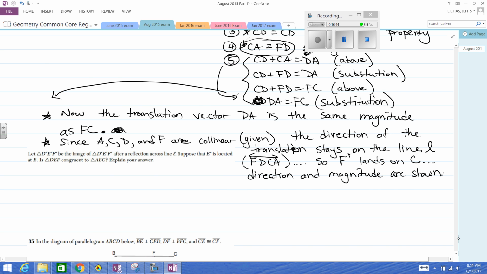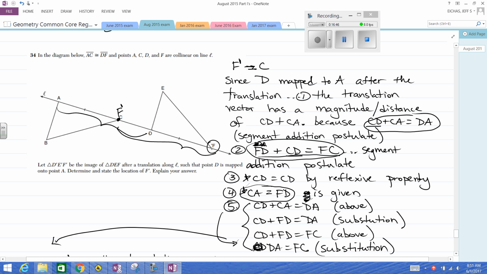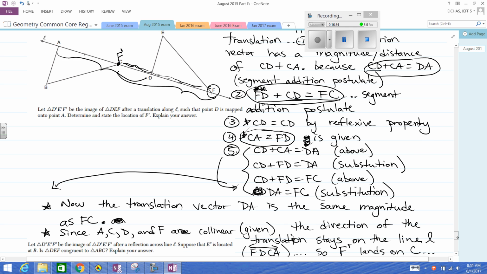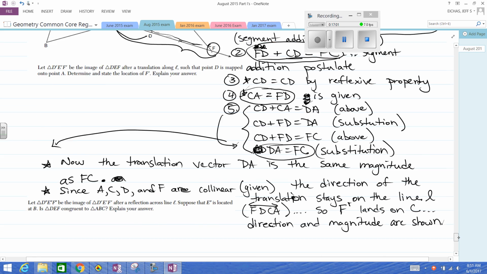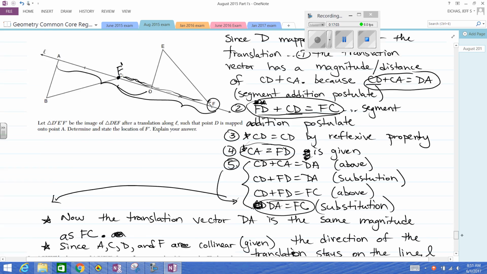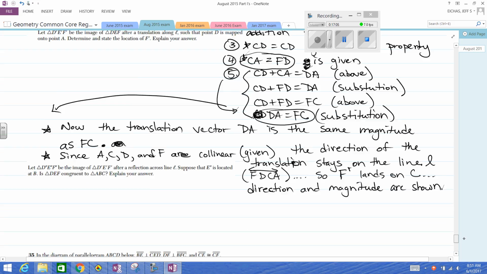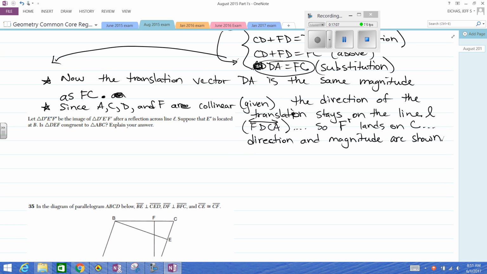Okay, the direction, meaning when you have a vector, you have to give the direction. That direction that it's going to go is along this line. It's going to stay along this line because they're collinear. The magnitude we showed was the same right here. So direction and magnitude, that's why it lands there. It's way overboard, but again, it's a 4-pointer. I don't want to leave any doubt here. Let D double prime be the image.